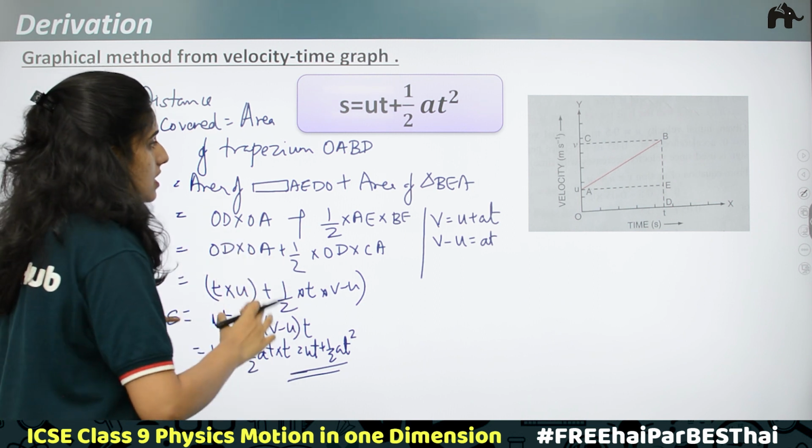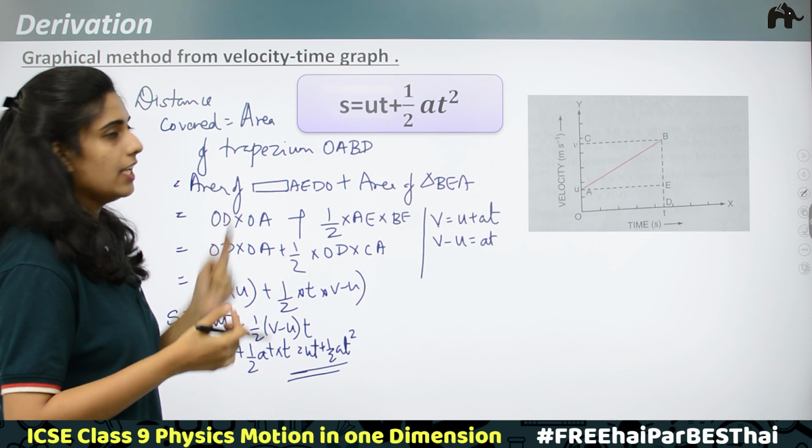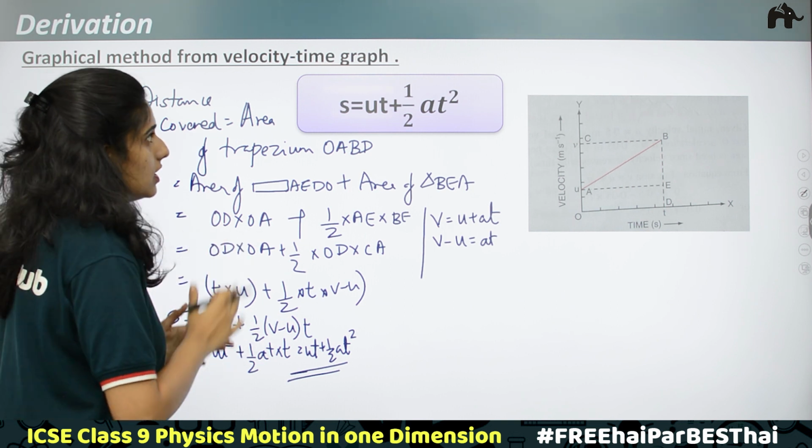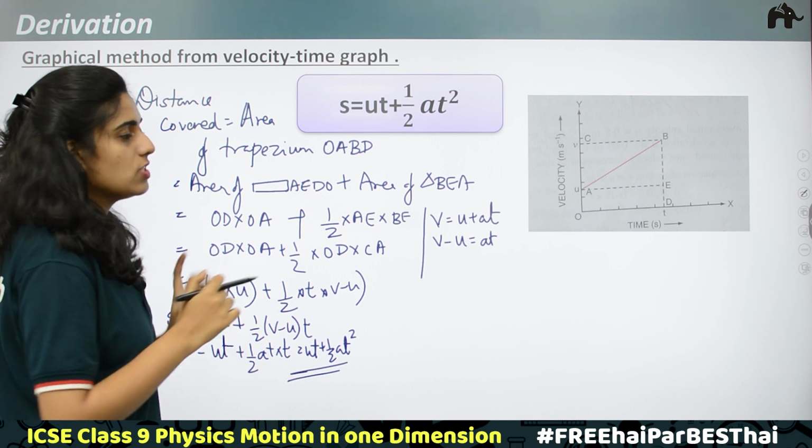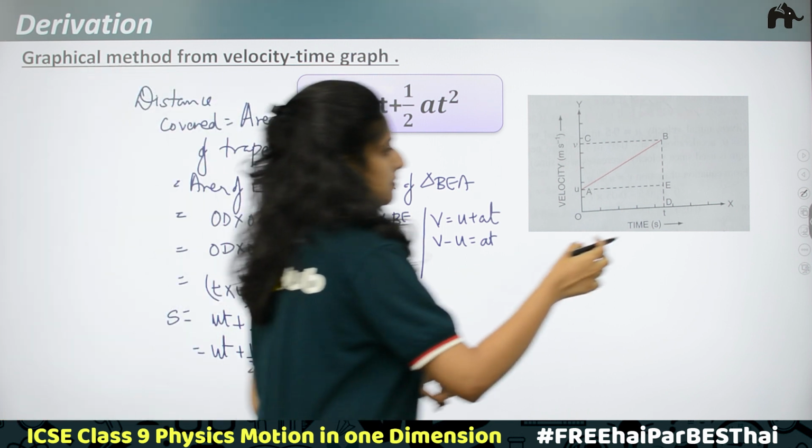Okay, so this is the derivation of the second equation of motion using the velocity time graph. Now we need to study the alternate method.